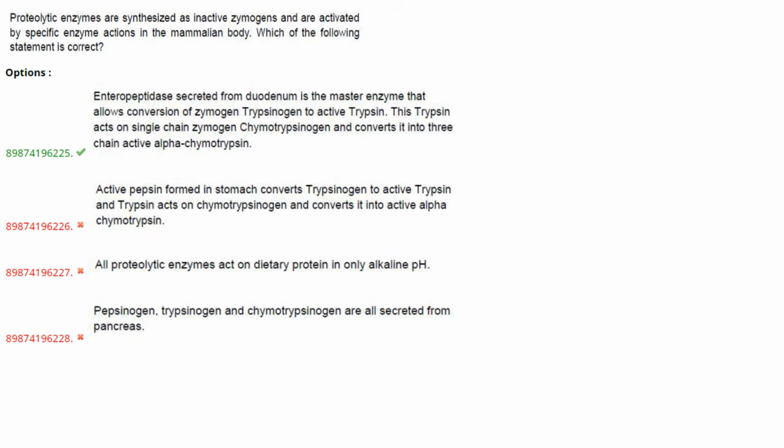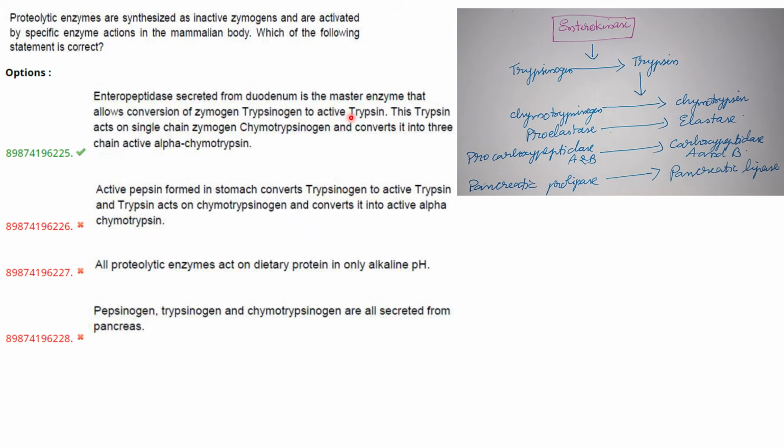So coming to the first question, proteolytic enzymes are synthesized as inactive zymogens. Yes, you know trypsin is synthesized as trypsinogen, chymotrypsin as chymotrypsinogen and all that, and are activated by specific actions in the mammalian body, of course. So which of the following statements is correct?